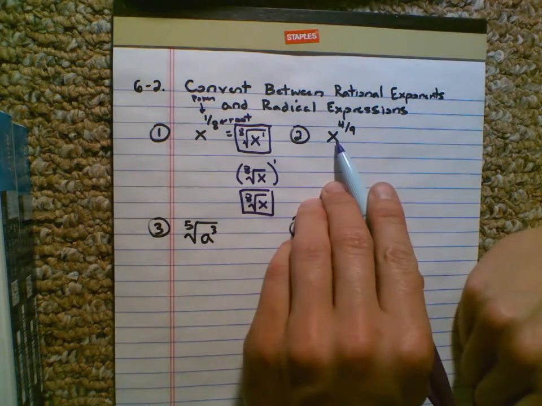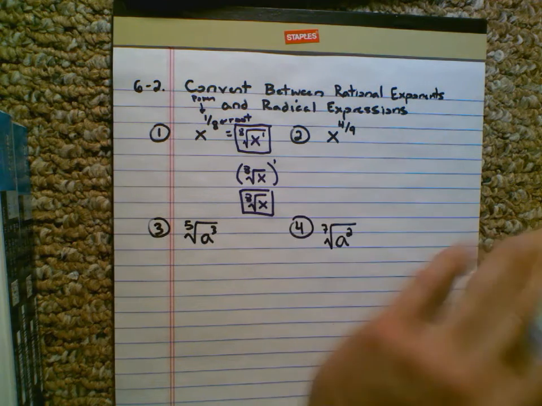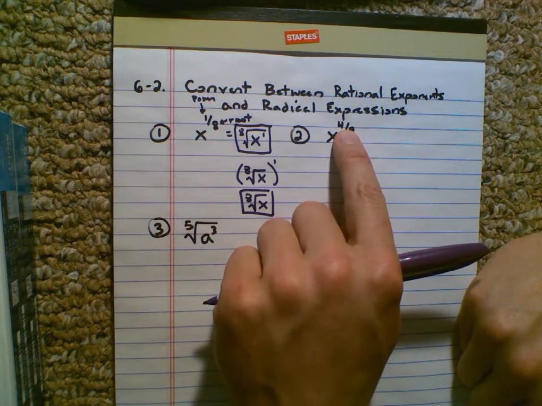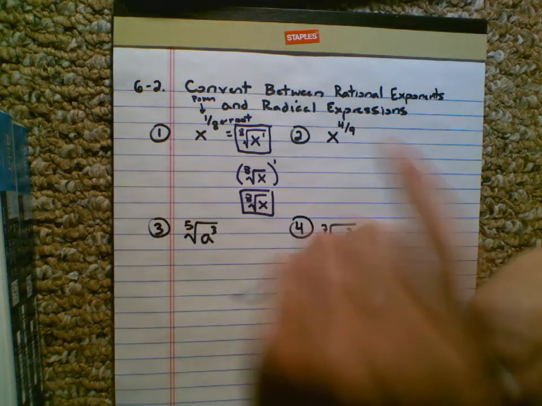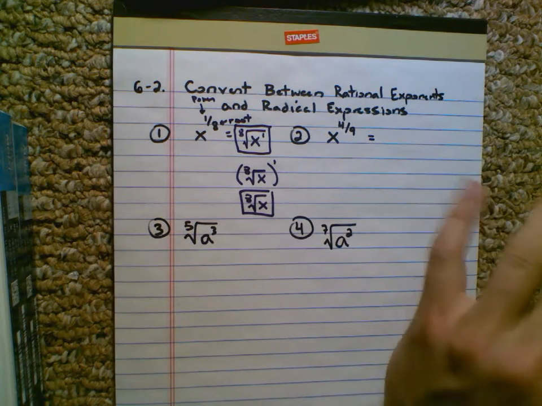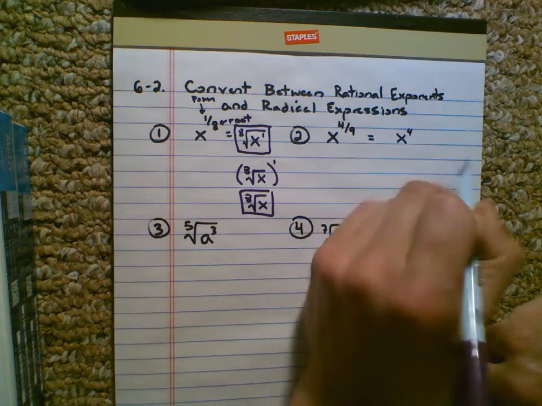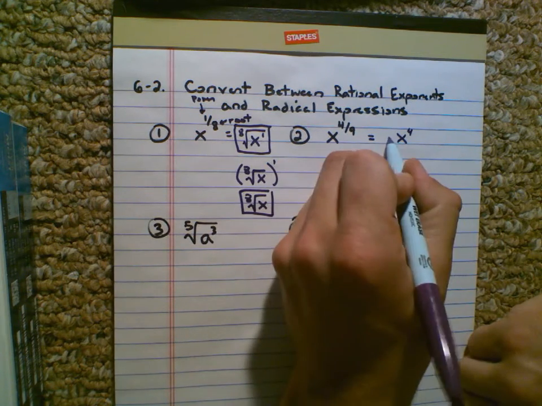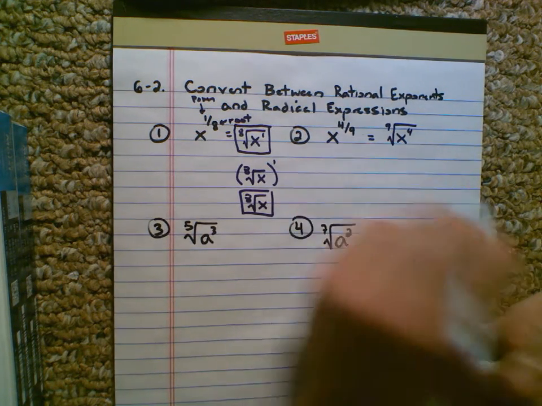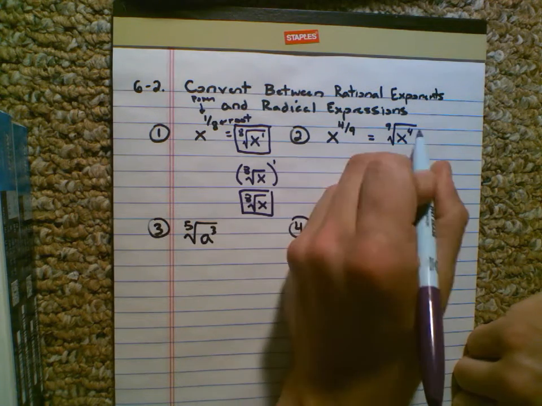Here I have x to the 4/9. The top number's my power, the 9's my root. So once again, I can write this two different ways. The first way is I can take x to the 4th, because I have the 4th power, and I'm taking the 9th root of it. The bottom number's my root, the top number's my power.